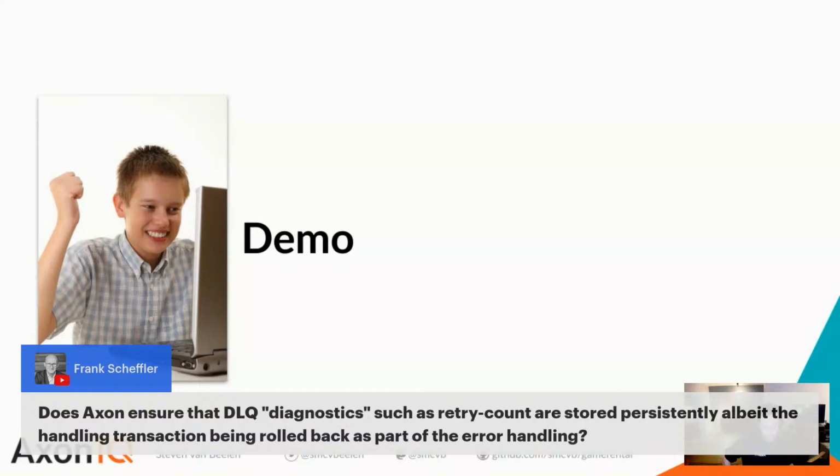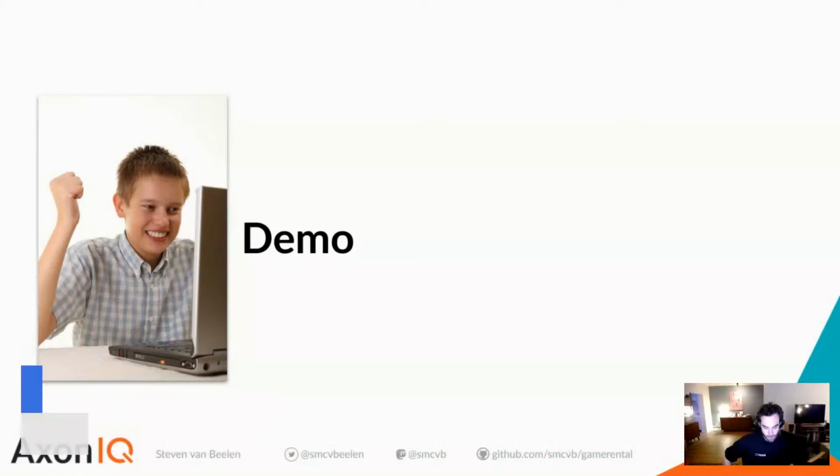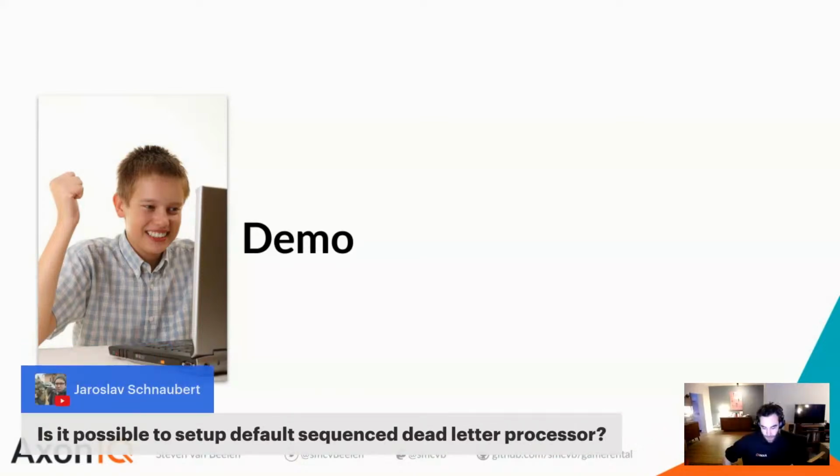So we're almost there at the end, I hope. So we move to Jaroslav Schnaubat. Is it possible to set up a default sequenced dead letter processor? No, it is not right now. And that should actually be doable.